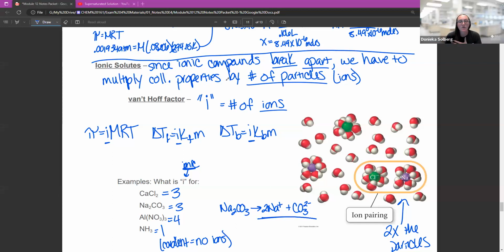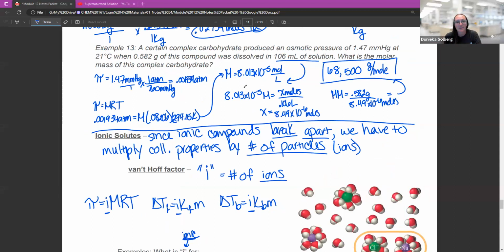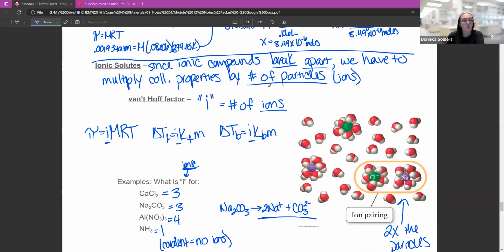Now, before, we were talking about all of these molecular or covalent things, and they don't break into ions. One particle is one particle. A complex carbohydrate looks the same whether you dissolve it or not. Ionic things do not, though. So if I'm using NaCl, for example, anytime I dissolve one molecule of NaCl, I actually get two particles. I get an Na plus and a Cl minus. So that actually doubles the effect on colligative properties. Since ionic compounds break apart, we have to multiply those colligative properties by the number of particles, by that Van Hoff factor. So NaCl's Van Hoff factor would be 2 because you get 2 particles.